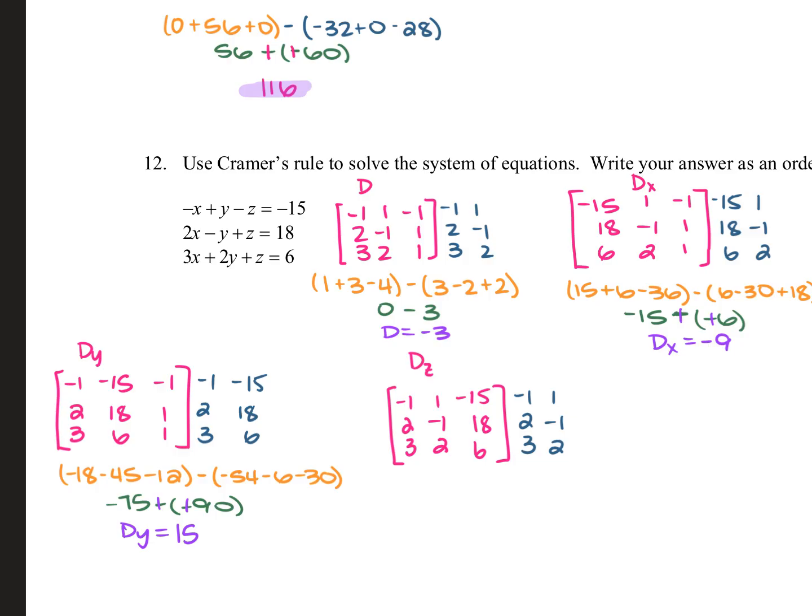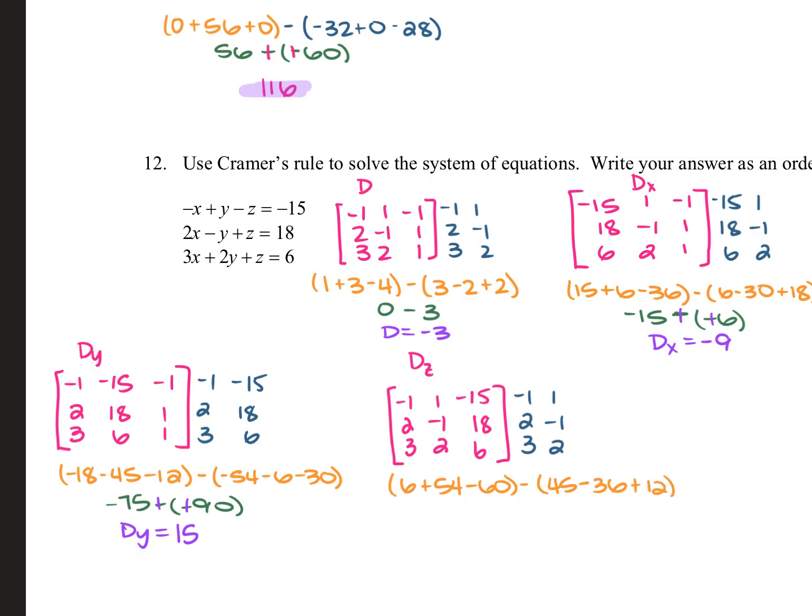From top to bottom, negative 1 times negative 1 times 6 is 6. 1 times 18 times 3 gives us 54. Negative 15 times 2 is negative 60. Minus, from bottom to top, 3 times negative 1 times negative 15 is 45. 2 times 18 times negative 1 is negative 36. 6 times 2 times 1 gives us 12.